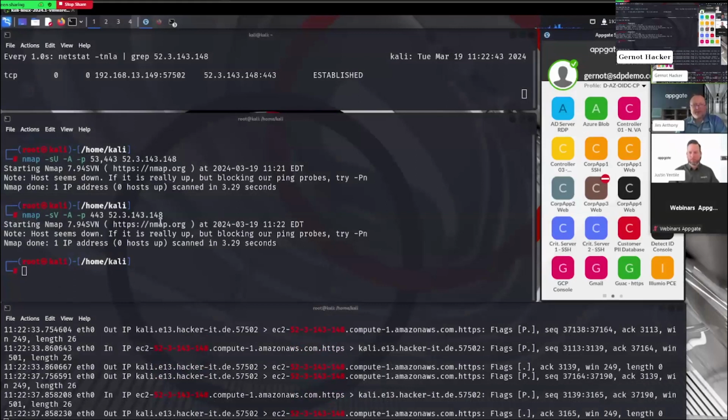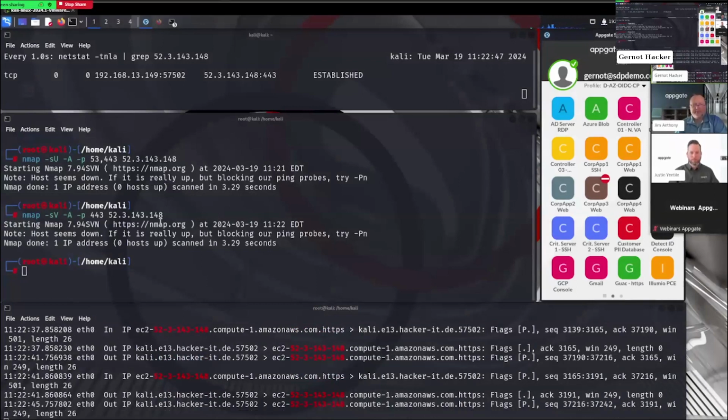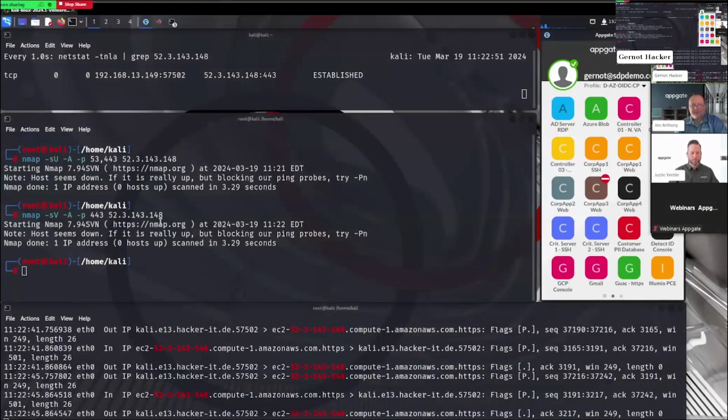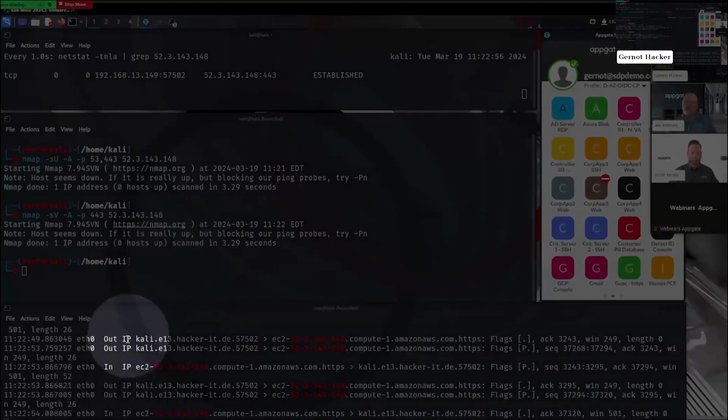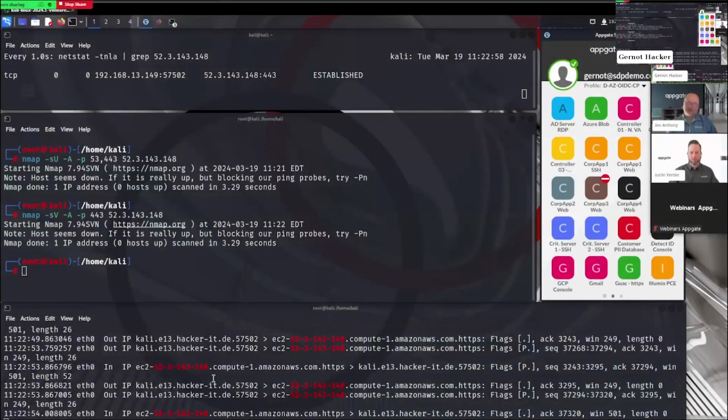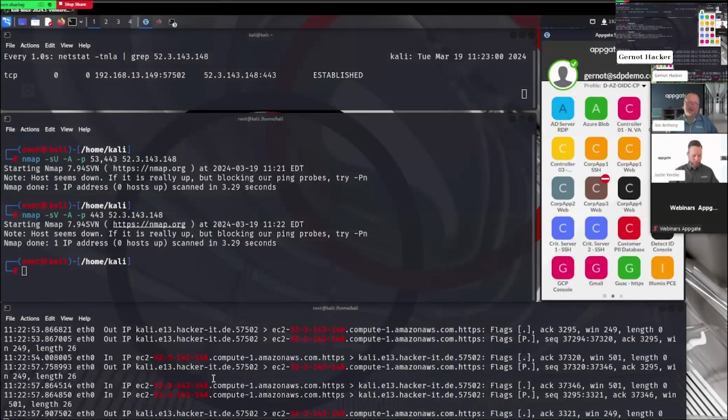So this was hiding, it couldn't be found, but as soon as I connected through the AppGate client with our system, it immediately got the connection and established it. And yeah, we have this secure connectivity. And again, on the bottom here, you see some movement regarding packets being pushed back and forth between my system and that system out there.